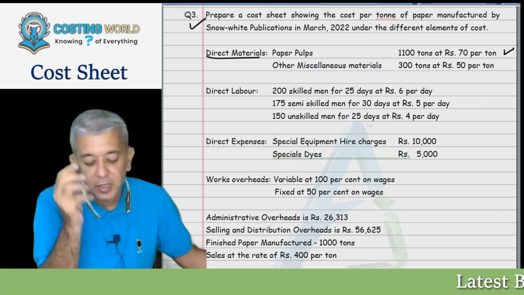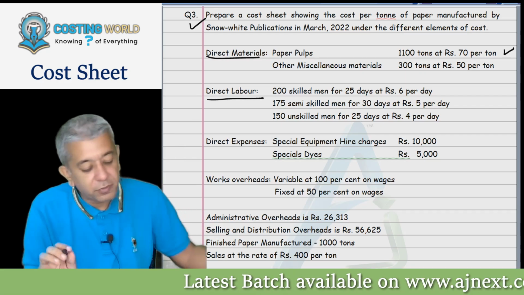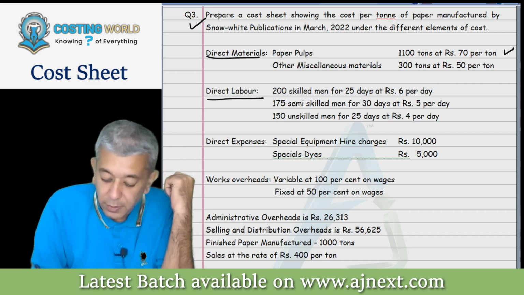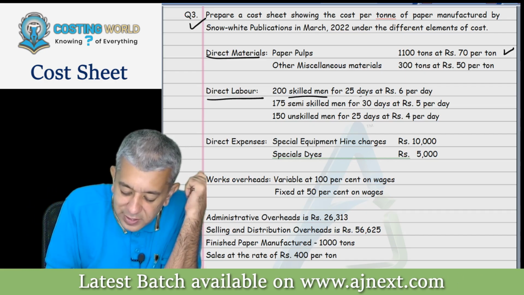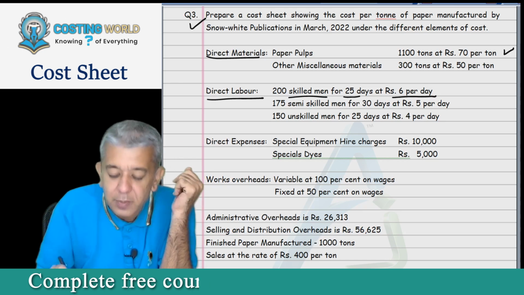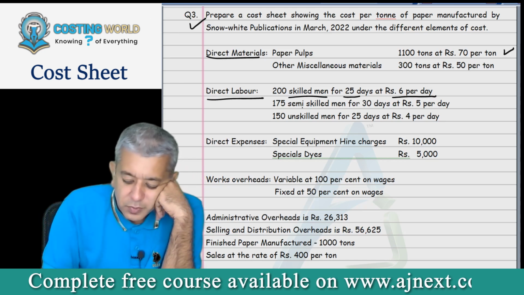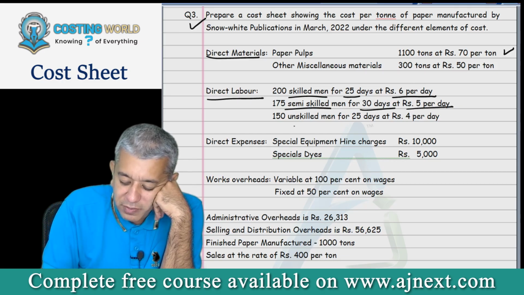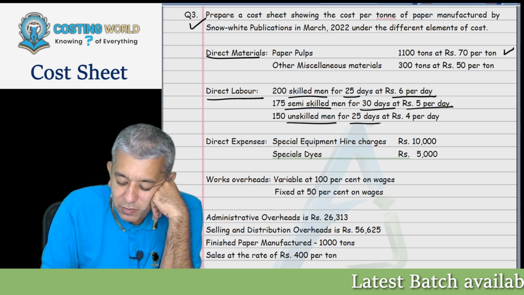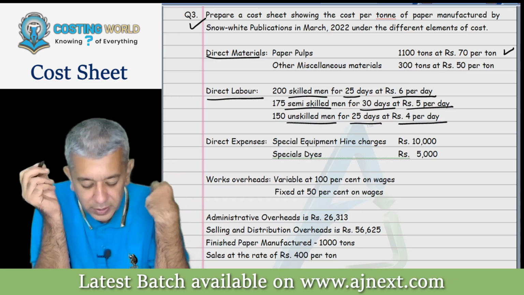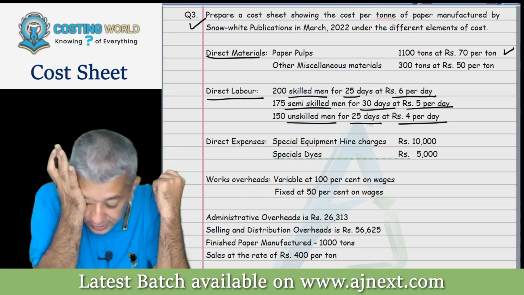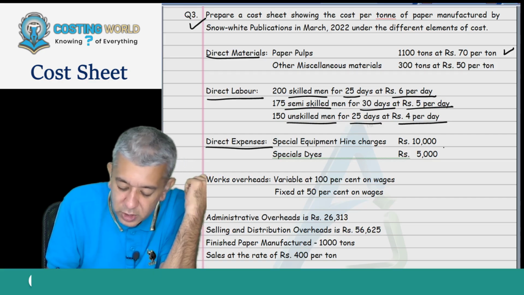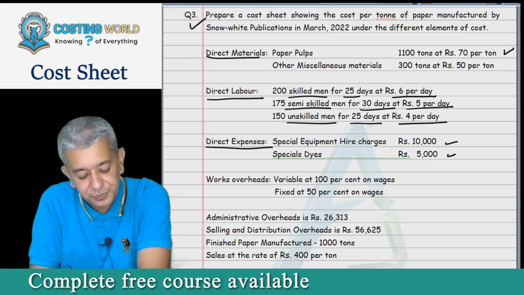Further, direct labor. There are three types of workers who work over here. You have 200 skilled men working for 25 days. They are being paid at the rate of 6 per day. 175 skilled men working for 30 days at the rate of 5 per day. 150 unskilled men working for 25 days at the rate of 4 per day. Then you have direct expenses, special equipment hire charges, and after that special dies.